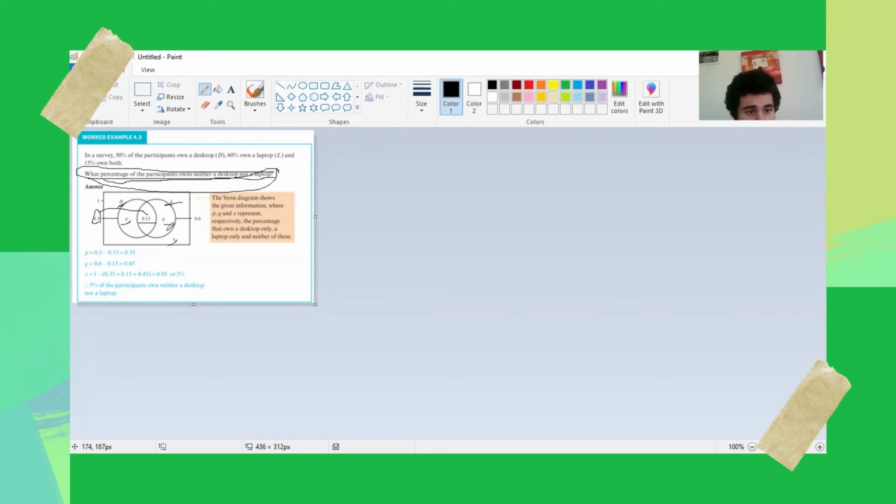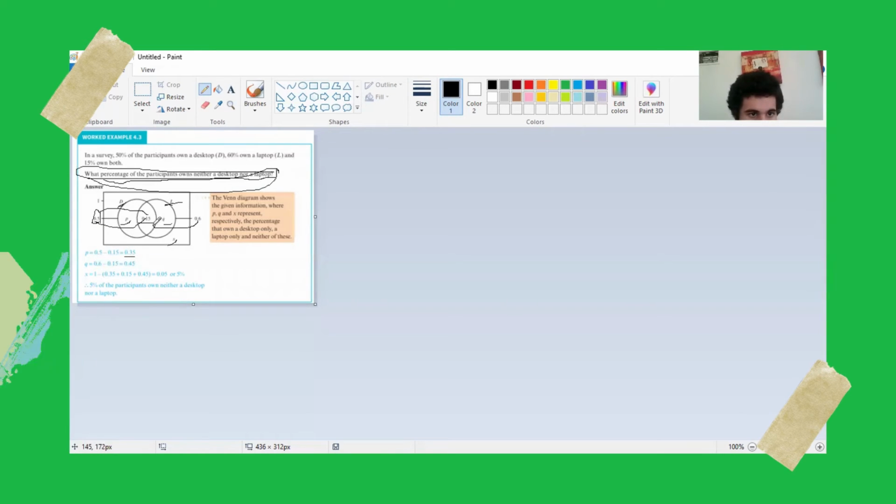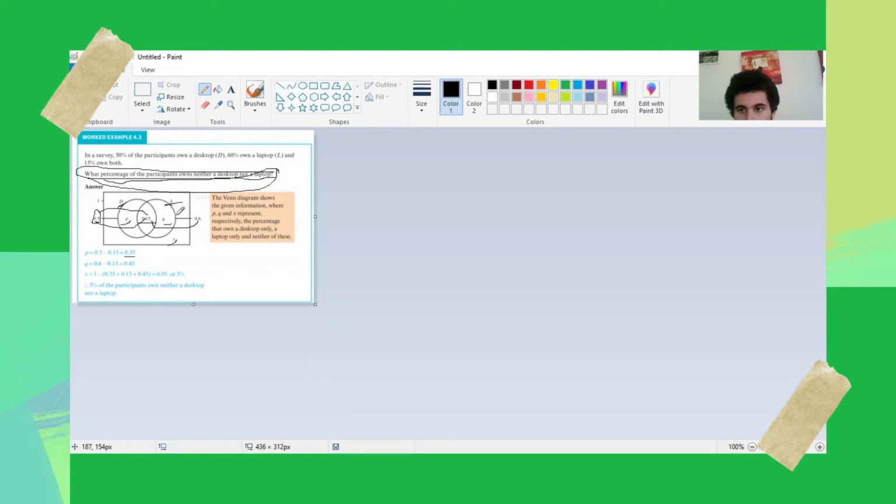So let's find P first. 0.5, which is 50%, minus 0.15, and we get 0.35. Moving on, we calculate Q: 0.6 minus 0.15, which will be 0.45. So for both P and Q, we have already found the values.